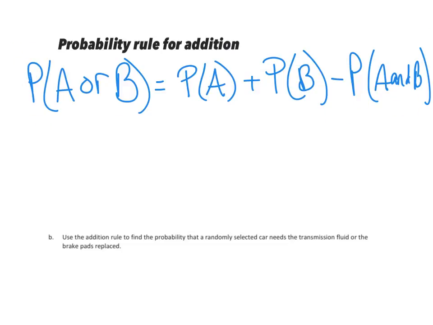Now, none of this is given to us. So one big thing we can take away is that OR means you add, where AND meant we multiplied if they were independent. OR means we're going to add. But now we also have this extra little piece in here. We have to subtract out anything that basically repeats in both. And I'll show you what I mean.